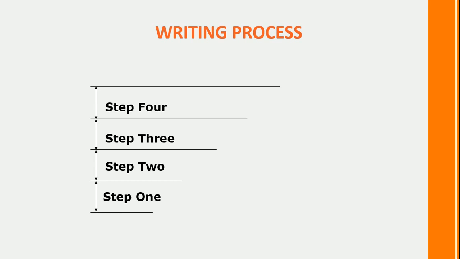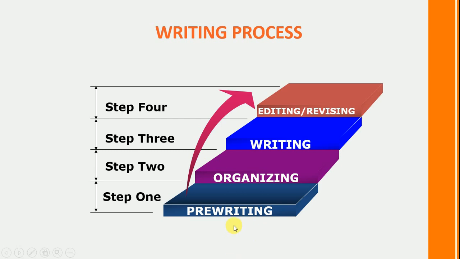Before we start types of paragraphs, there is one important thing that I would like to mention, which is the writing process, or process of writing. You can pronounce it both ways, process of writing and writing process. Before we start writing something, we should follow these 4 steps. The first step is pre-writing, step 2 is organizing, step 3 is writing, and step 4 is editing or revising.